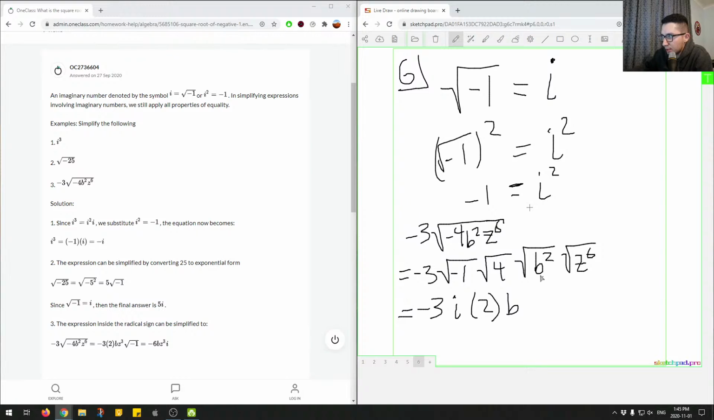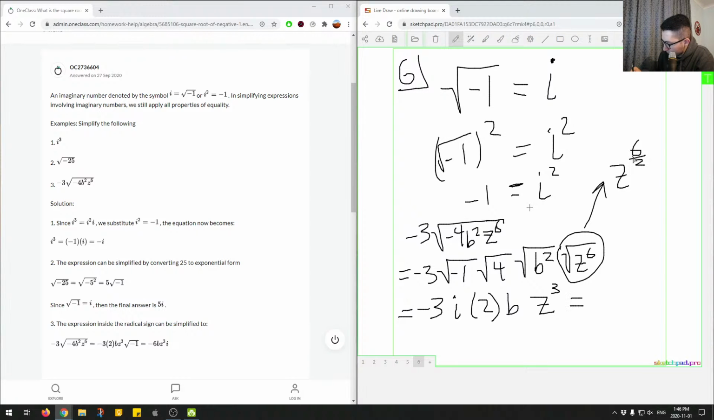So if we have b squared square rooted, that's just b. If we had z to the power of 6 square rooted, this is equivalent to saying z to the power of 6 divided by 2. So knowing this, we'll have z cubed, since 6 divided by 2 is just 3.